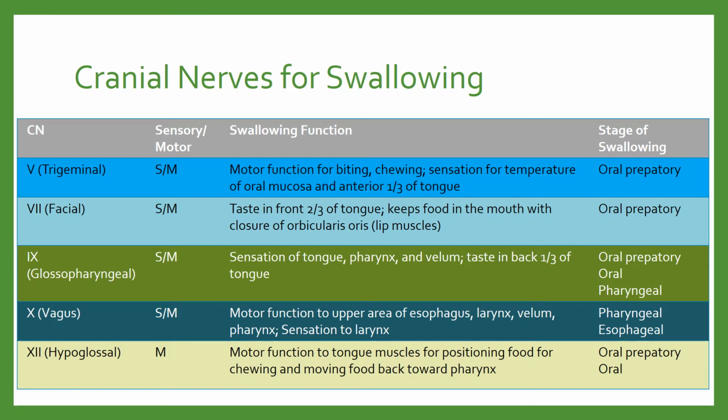And then we have the hypoglossal nerve. This is a motor nerve that gives us the function for the tongue muscles to help position food on the chewing surface of the teeth, as well as during the oral phase, moving that food from the front of the mouth towards the back of the mouth and into the pharynx.